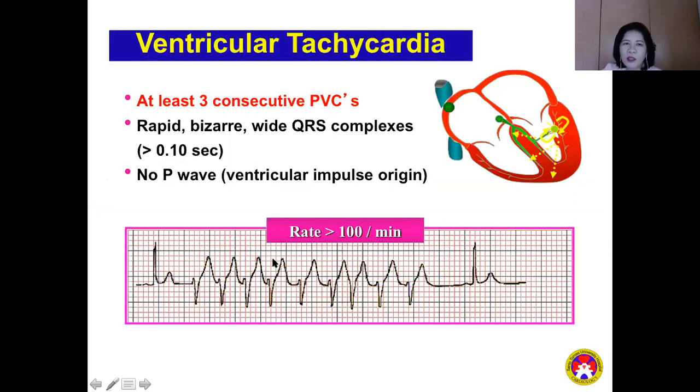So when do we say that we have ventricular tachycardia? If you have at least three consecutive PVCs, okay, then that is already considered ventricular tachycardia. So if we go back again, idioventricular rhythm is like a PVC occurring one after another, it's just that the rate is 20 to 40 per minute. If we increase the rate to more than 40 but less than 100, then we call that accelerated idioventricular rhythm. But if we increase the rate further to more than 100, then we call it ventricular tachycardia.